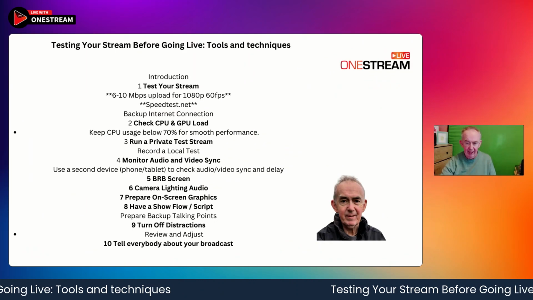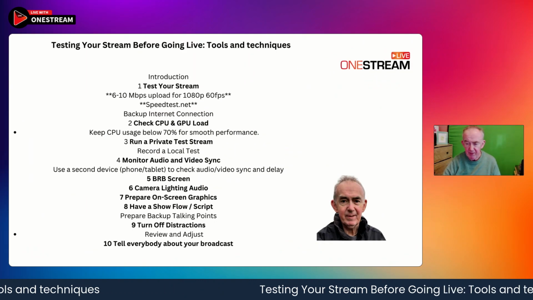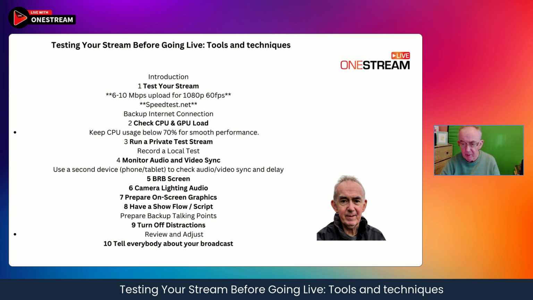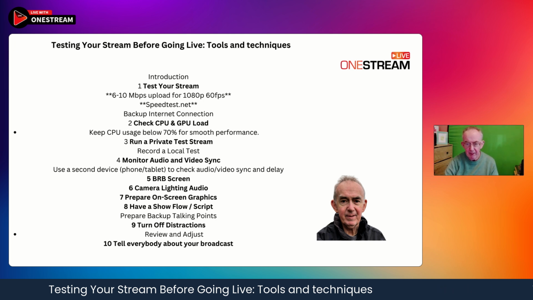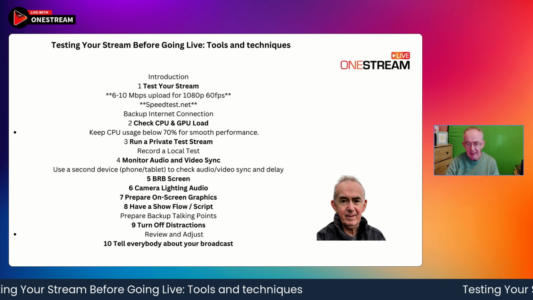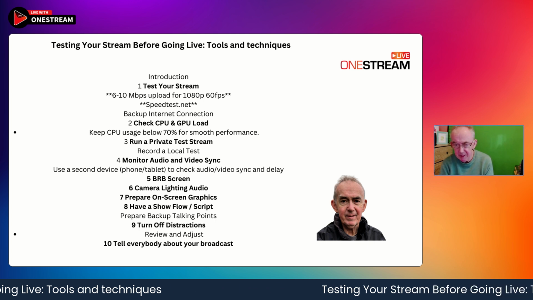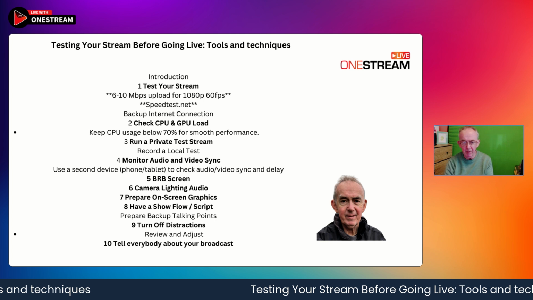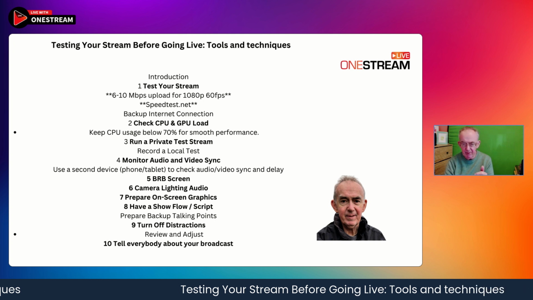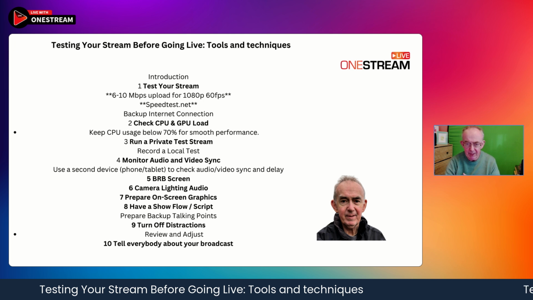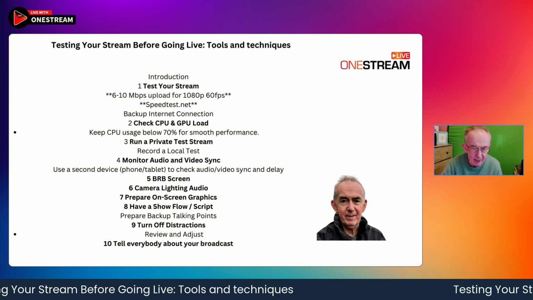So let's rewind and let's go back. The first thing is to test your stream, and we would recommend an upload speed of 6 to 10 megabytes, and for 1080p 60 frames per second. Now most of us broadcast at 1080p 30 frames per second, but if you've got one that will do 6 to 10, then basically you're good to go.